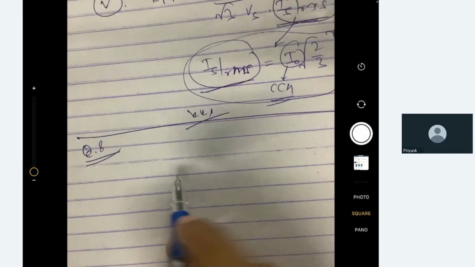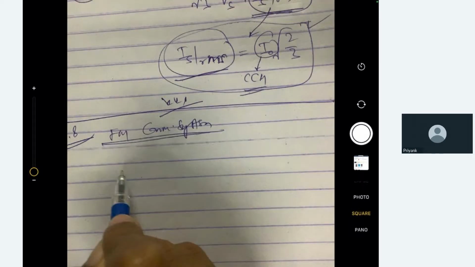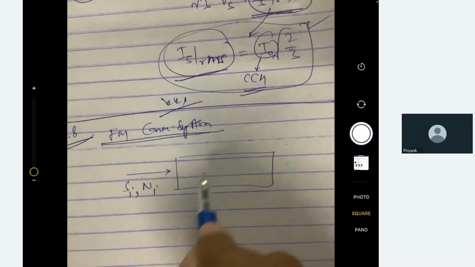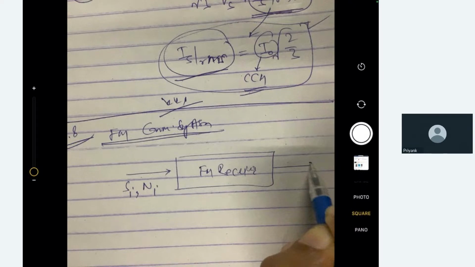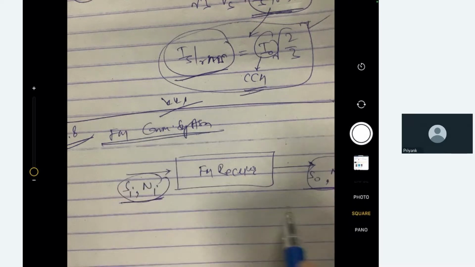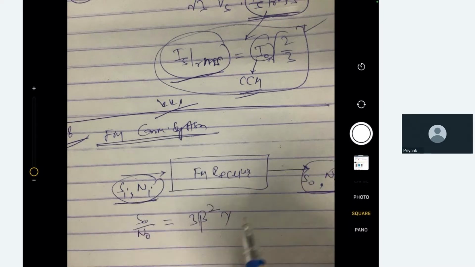So the FM communication system, briefly I am drawing. We are having a receiver, the FM receiver, with input Si and outputs S0, N0. One formula which is commonly used and repeatedly asked by UPSC as well is S0 upon N0 is equal to 3 beta square gamma m square(t) upon mp square.